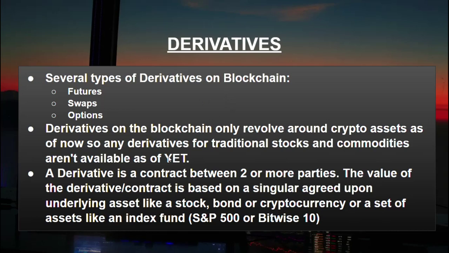So firstly, what is a derivative? A derivative is a contract between two or more parties. The value of the derivative or contract is based on a singular agreed upon underlying asset, like a stock or bond or cryptocurrency, or a set of assets like an index fund. So the S&P 500 is an index fund. It is a fund where essentially you're investing in the top 500 companies in the stock market.